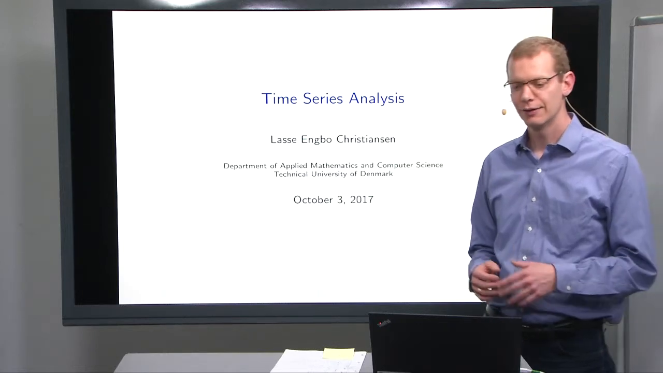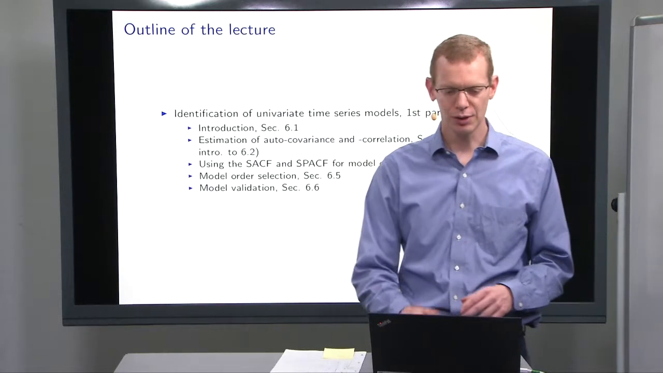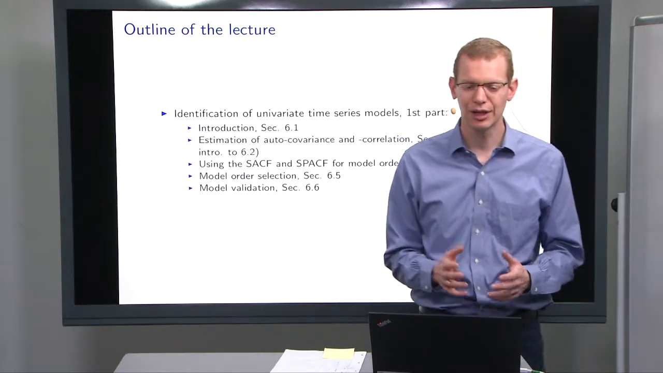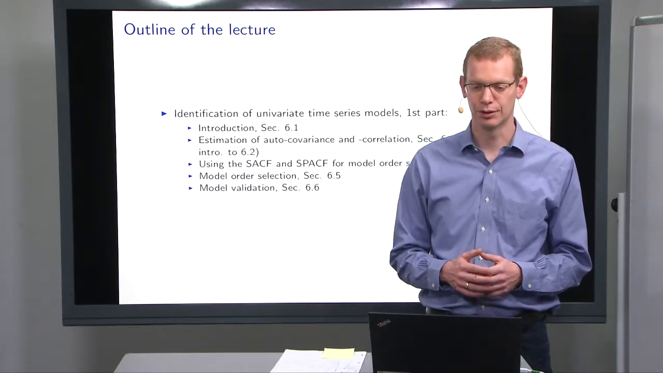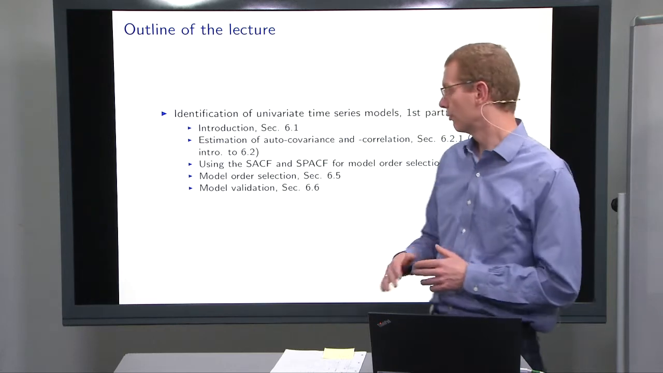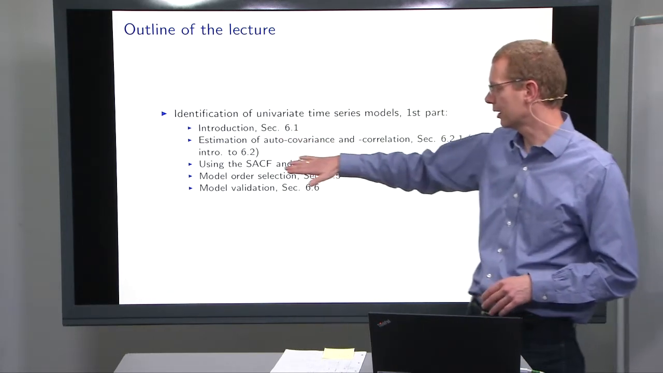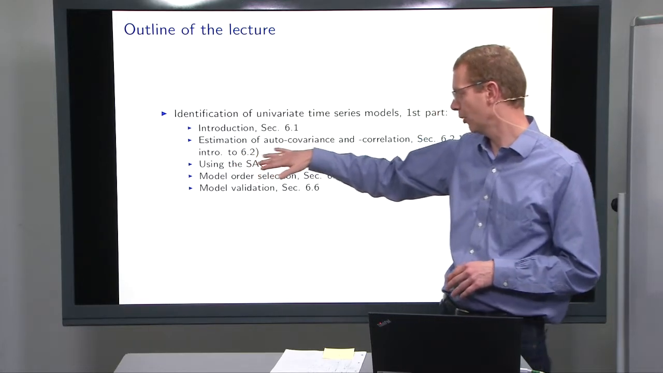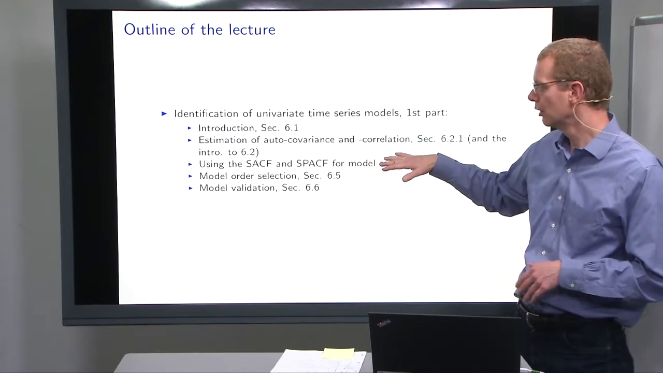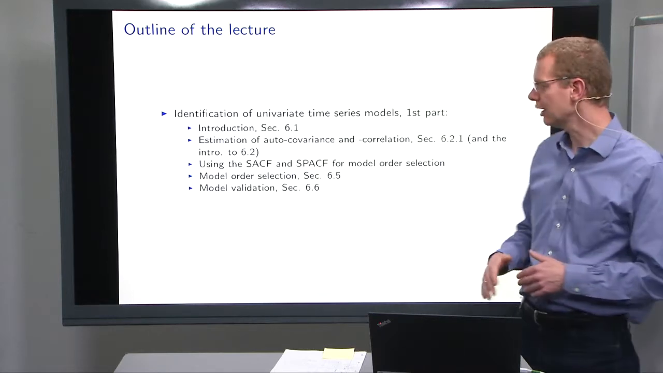Welcome back. Today we are going to talk about identification of univariate time series models. This is the first part. First, a brief introduction. Then we'll go back to talk about how we estimate the autocovariance and correlation functions, where we looked at the theoretical properties last time.